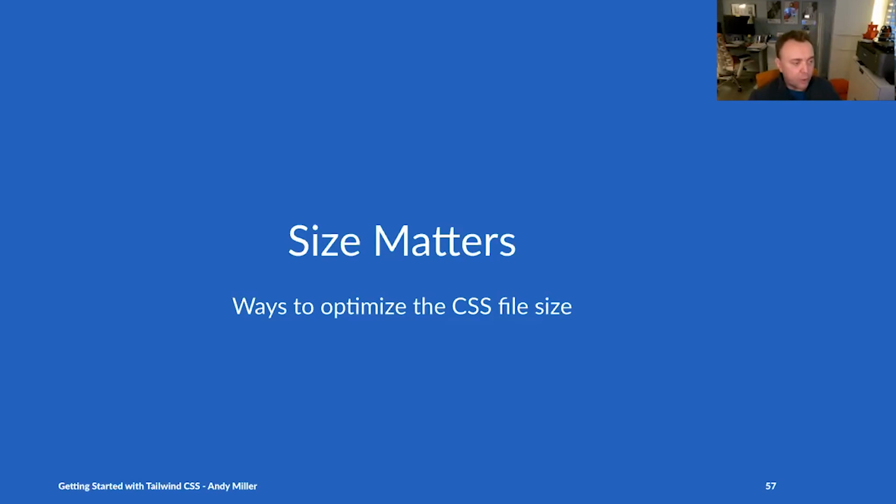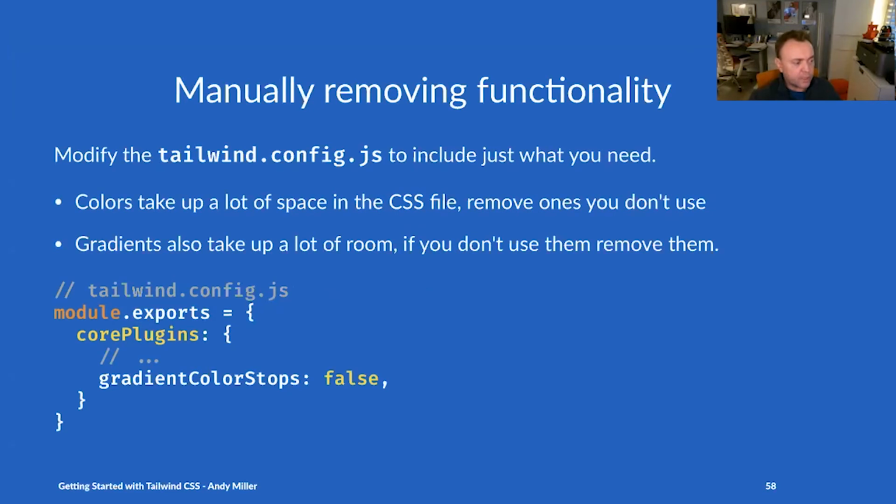So there are ways to optimize the file size. And I'm talking about the development CSS here. So the one that you use when you're developing your site. So the first way is to remove things that you don't necessarily need. The colors are a common place to start. So you can remove colors, if you don't have any chance that you're ever going to use pink, you might as well remove that color. Gradients are really cool, but if you don't plan on using them, you can remove the gradients because they do take up a lot of space.